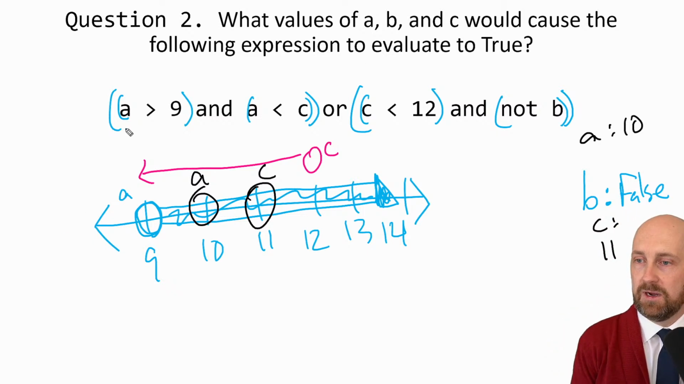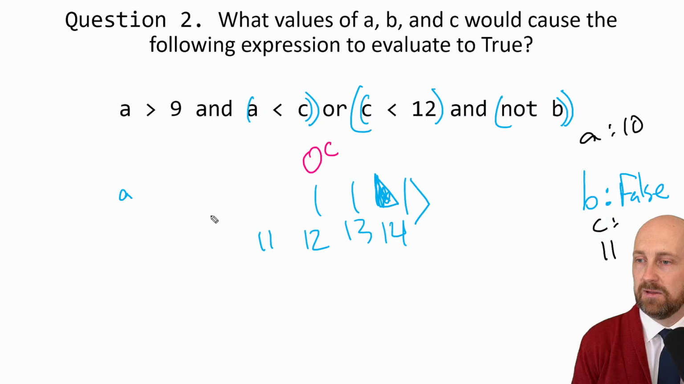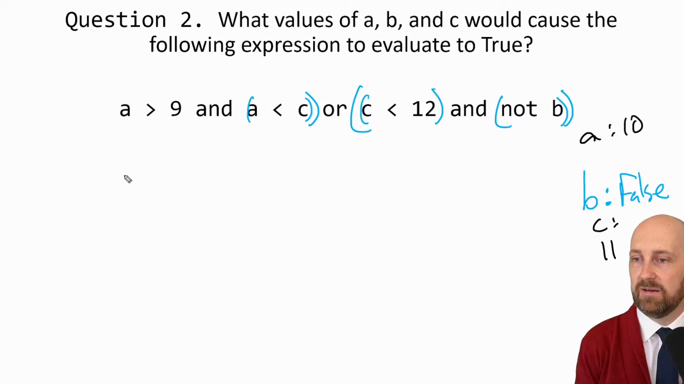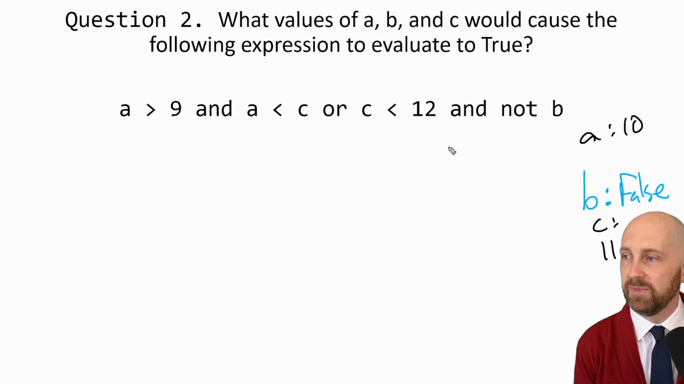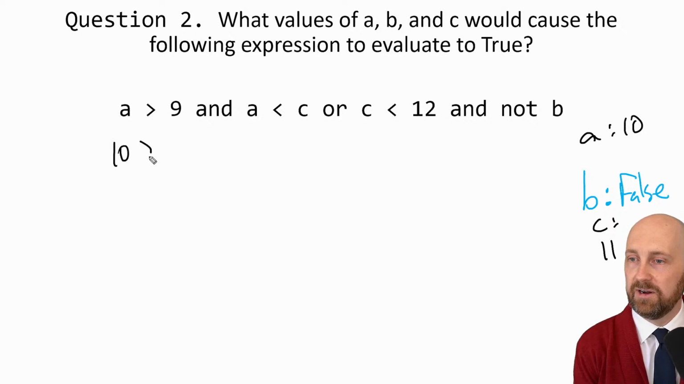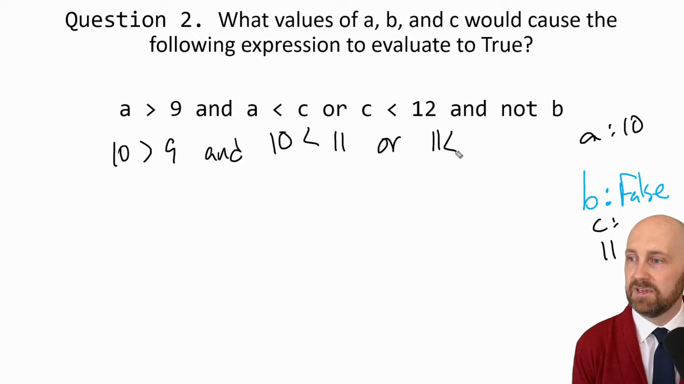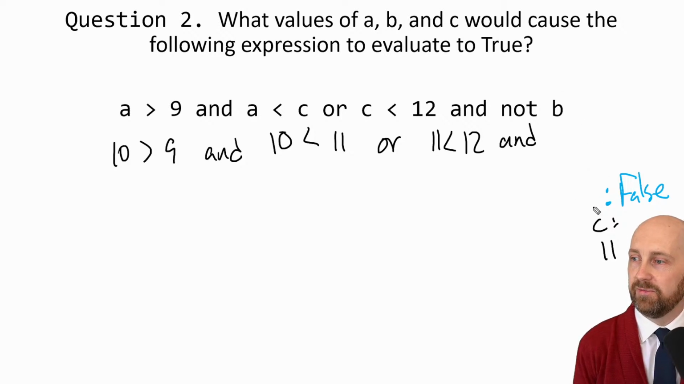All right, so let me just real quickly work through this and then look and see if there's any questions on the relational operators that we're talking about here. All right, so A is 10, so 10 greater than 9 and 10 less than 11, or 11 less than 12 and not false. All right, so I've plugged in my values here. Not false.